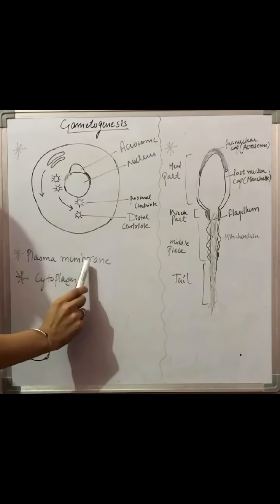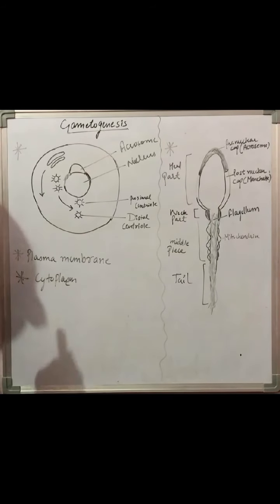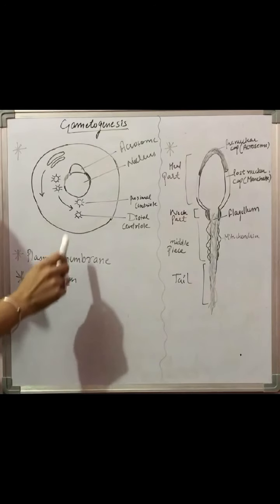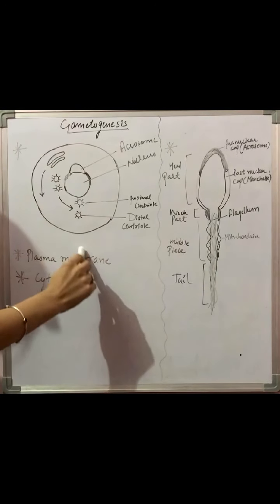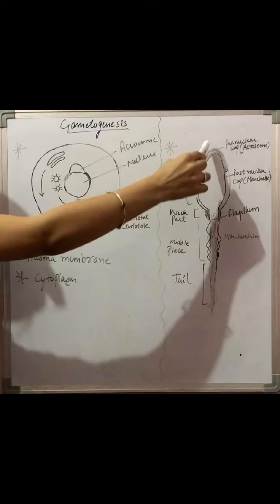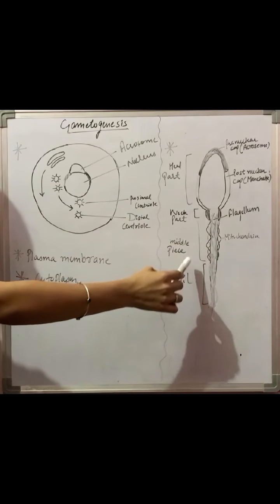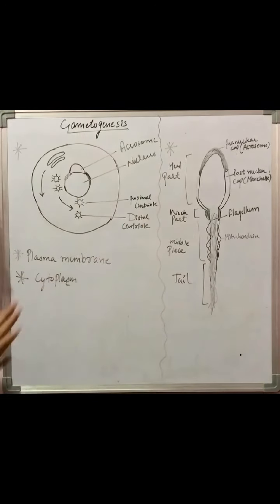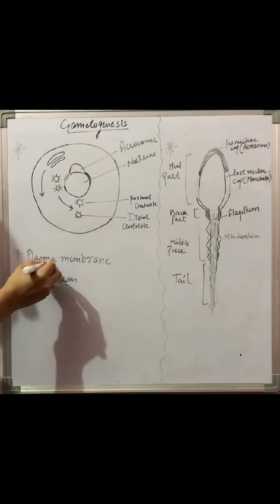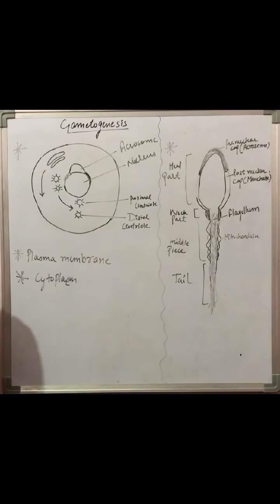So what changes now occur in the plasma membrane and cytoplasm? The cytoplasm will now cover the whole sperm: the nucleus, the neck part, the middle piece and the tail part as the sperm forms. And what changes take place in the plasma membrane? The plasma membrane will undergo differentiation in which some proteins attach to it, which will help the sperm recognize the egg or ovum during fertilization.